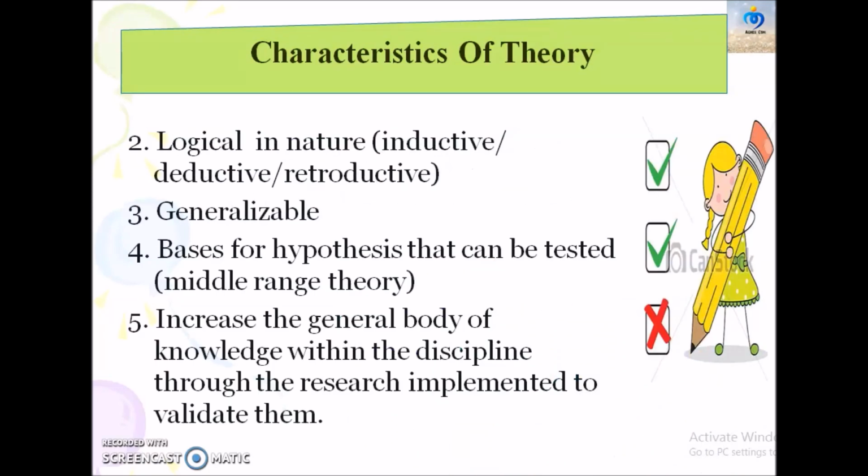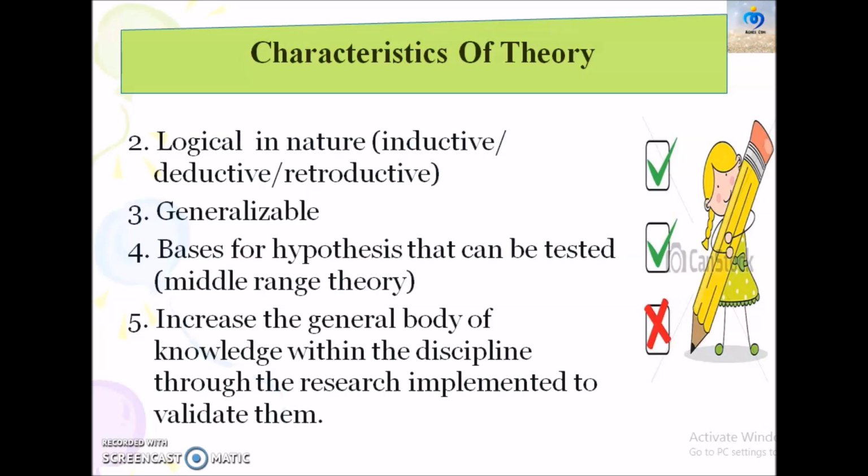Next, the second characteristic is that nursing theories must be logical in nature. It can be inductive, deductive or retroductive. The third one is that theories must be generalizable. That is, they must be applicable to all types of population. And the fourth one is basis. Theories are the basis for hypotheses that can be tested, especially the middle range theory. The propositions which are stated can be tested as hypotheses in research studies.